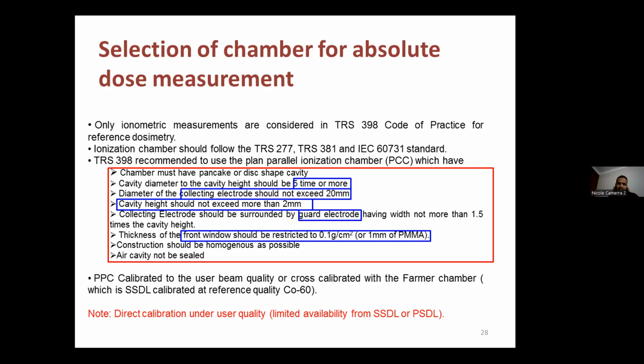And the other one is called the cross-calibrated chamber. For example, you get your Farmer chamber calibrated for cobalt 60 from the SSDL lab, and then you cross-calibrate your parallel plate chamber for your electron dosimetry.